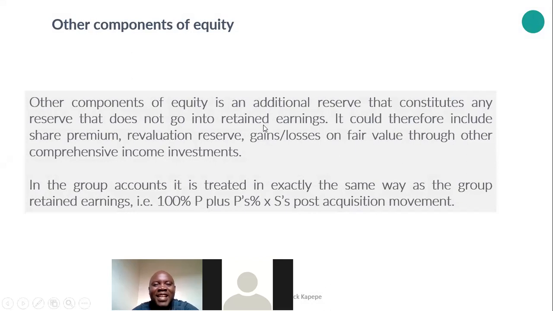Other components of equity is an additional reserve that constitutes any reserve that does not go into retained earnings. It could therefore include share premium, revaluation reserve, gains or losses on fair value through other comprehensive income investments. In the group accounts, it is treated in exactly the same way as the group retained earnings, which is obviously 100% coming from the parent company, and your proportion of the post-acquisition, as if you bought, say, 70% of the equity interest in the subsidiary, and that is what we're going to use to compute that.